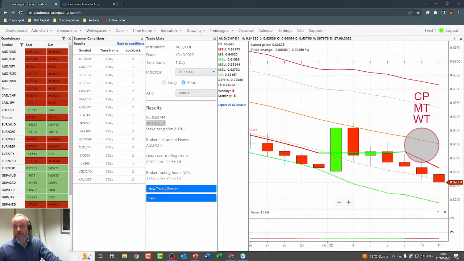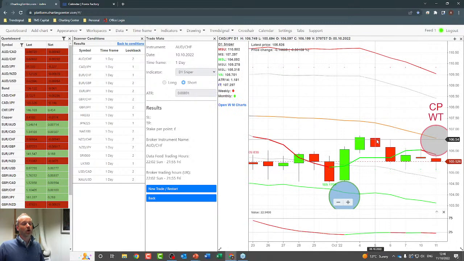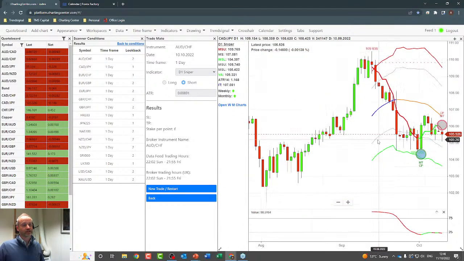Hopefully that's okay. All right, so that's Aussie Swiss. Now that we've got this information, let's have a look at applying it to the current charts, and let's just see why the system is identifying these.